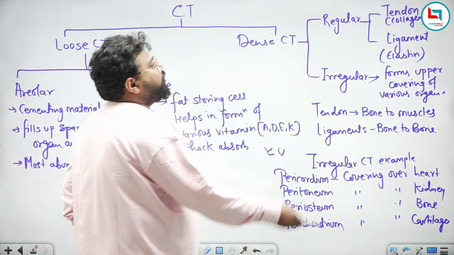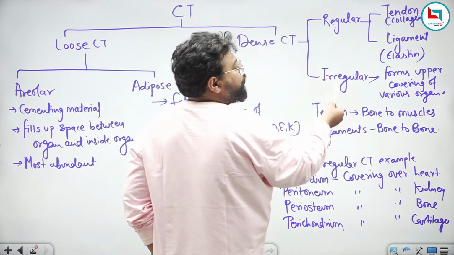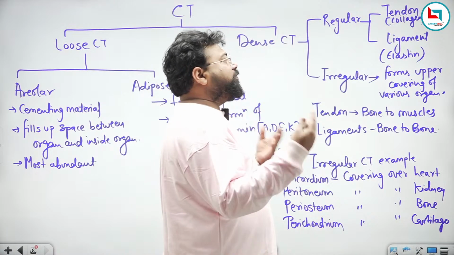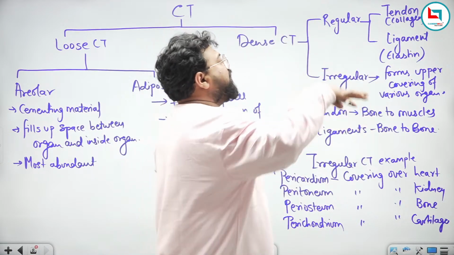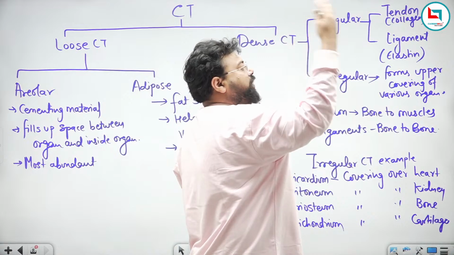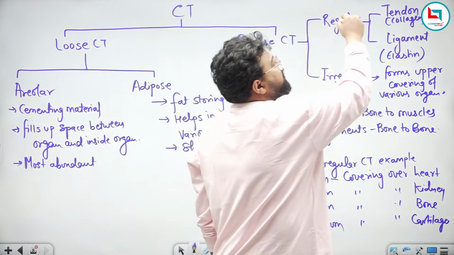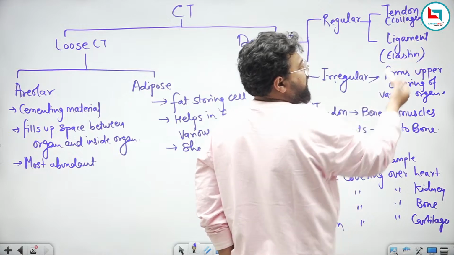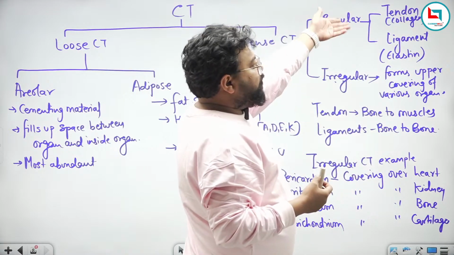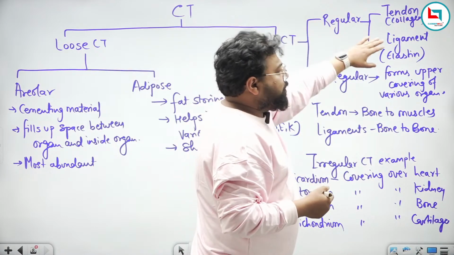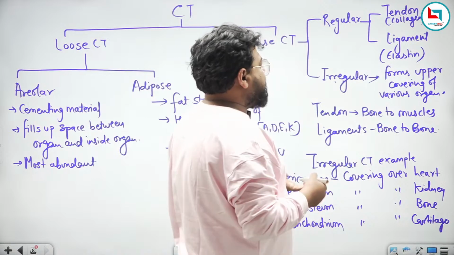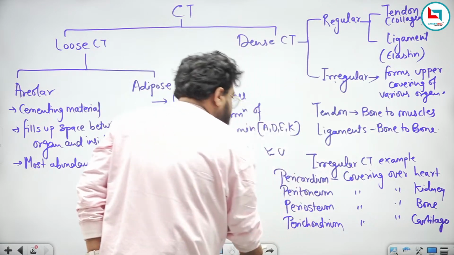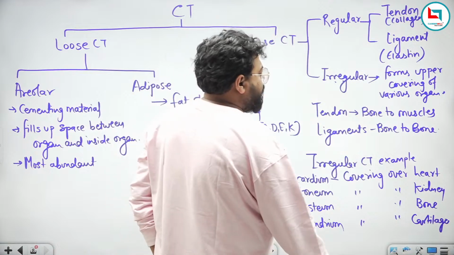While we talk about the dense connective tissue, these are of two different types, regular and irregular. In regular connective tissue, the fibers are regularly arranged, while in irregular connective tissue the fibers are irregularly arranged. Regular connective tissue is of further two different types, tendon and ligament. Tendons are made up of collagen fibers and ligaments are made up of elastin fibers. So tendon connects bone to muscle while ligament connects bone to bone.